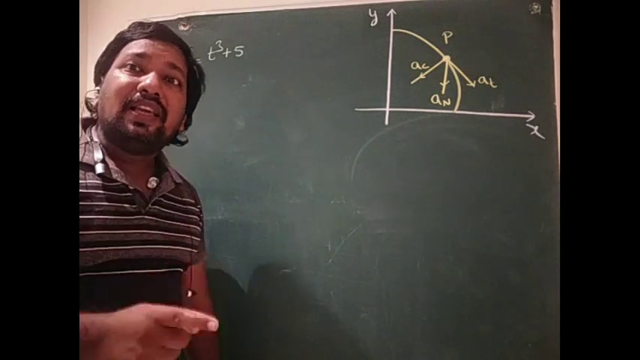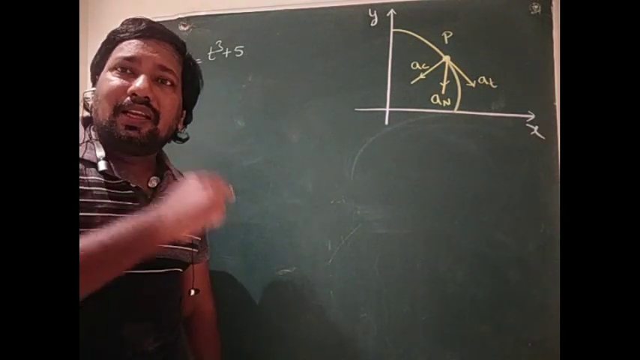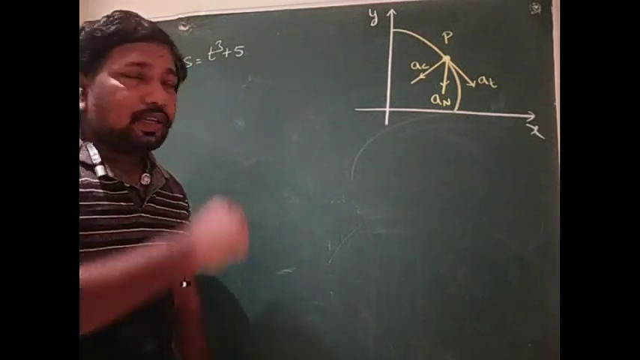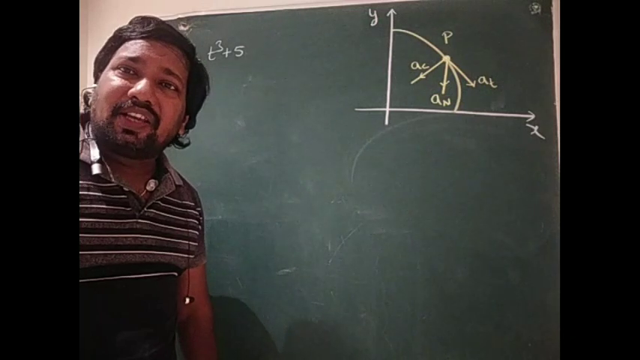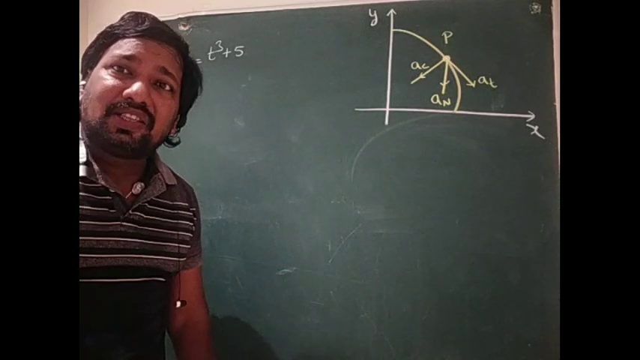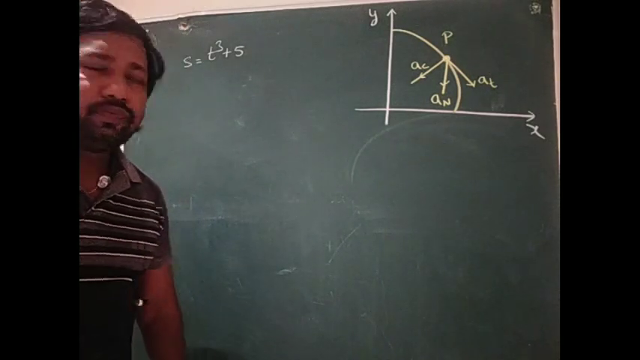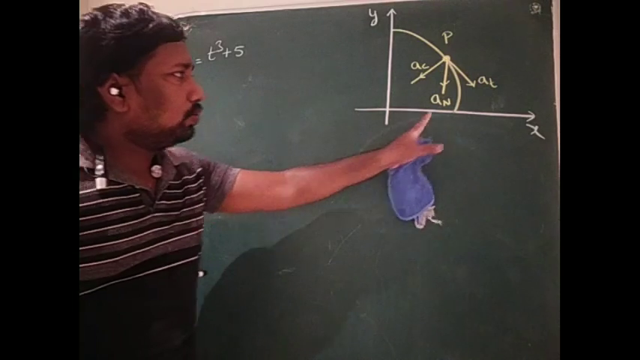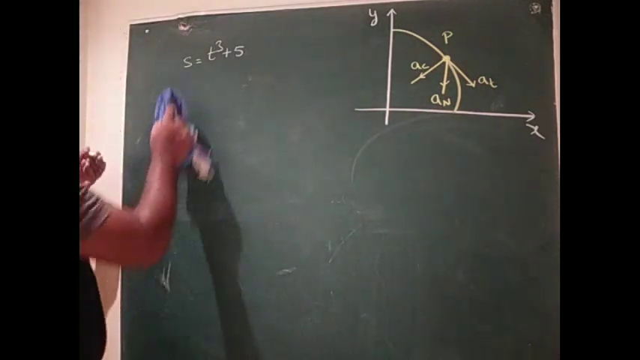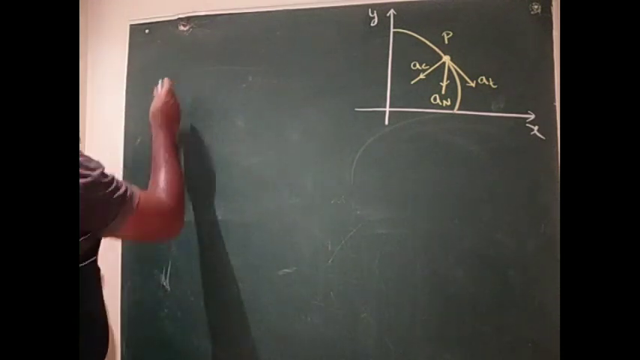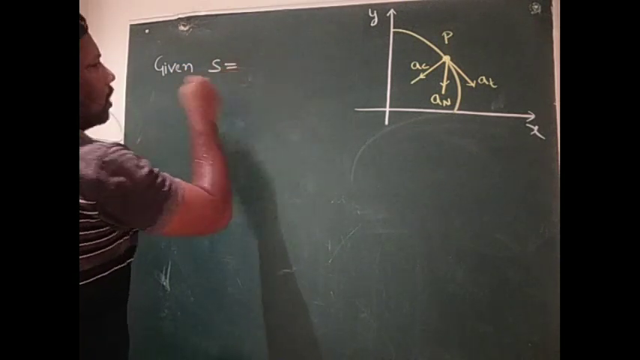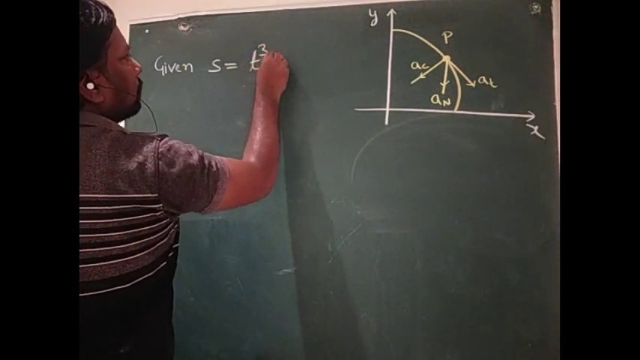One acceleration is the centripetal acceleration. This centripetal acceleration is towards the center of the circle. But the tangential acceleration is towards the tangent at that point. Its direction is the tangent at that point. So here we can find the net acceleration an. In this case, the given displacement s equals t cube plus 5.